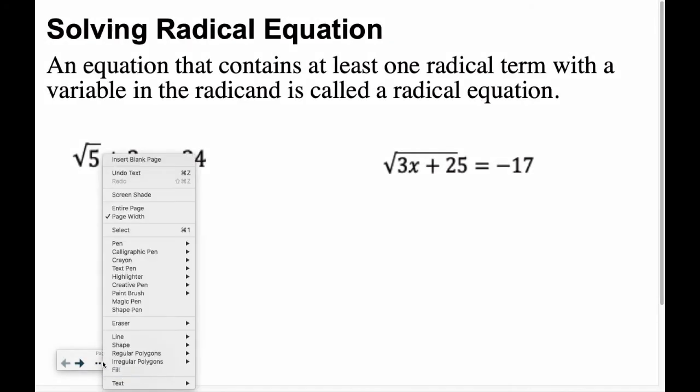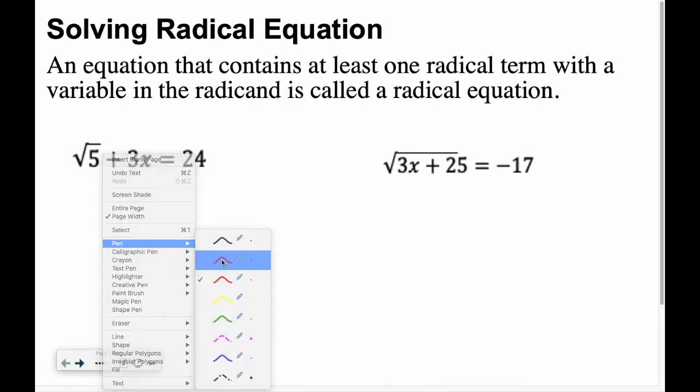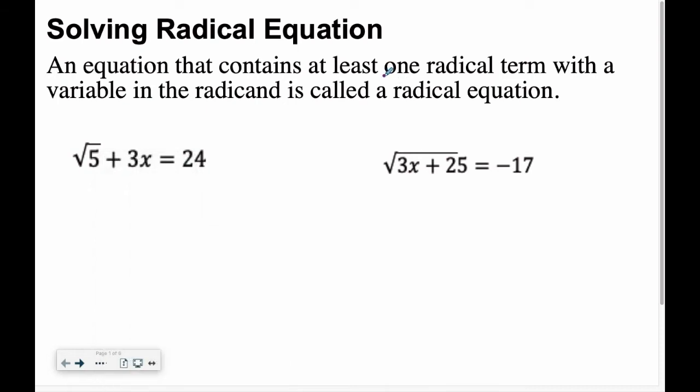So we're going to talk about how to solve radical equations here, and it's important to first talk about what a radical equation is. So it's an equation that has at least one radical term with a variable. If it doesn't have a variable in the radicand, meaning under the radical, it's not a radical equation.